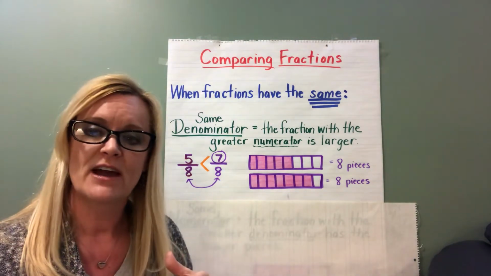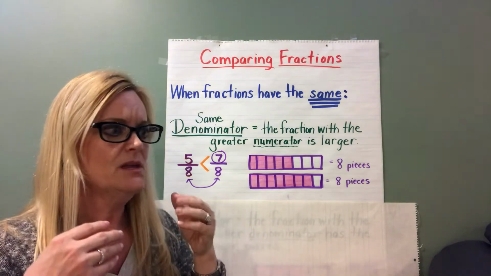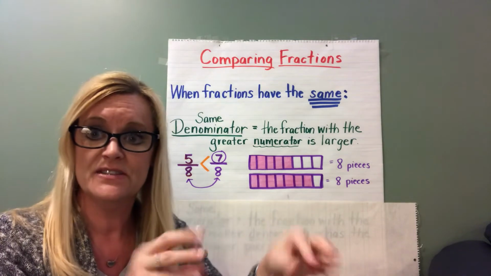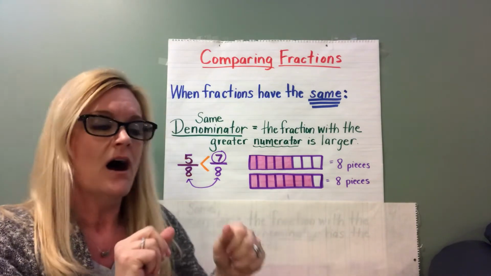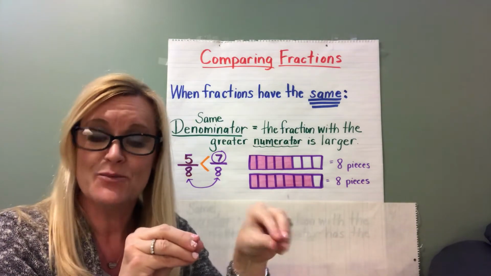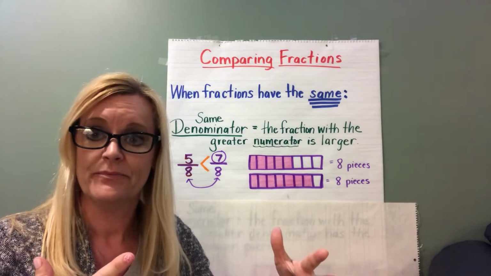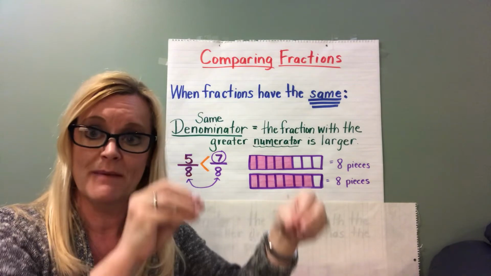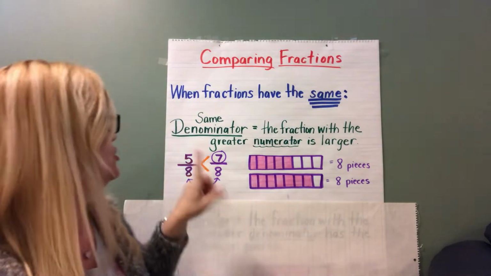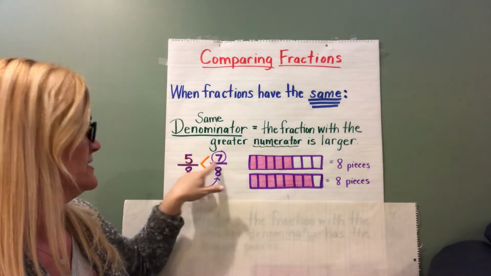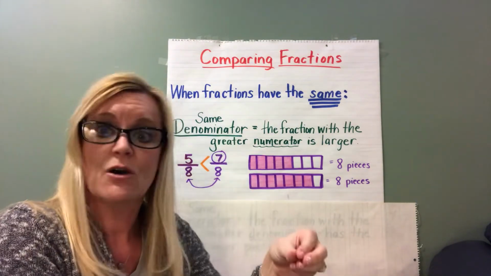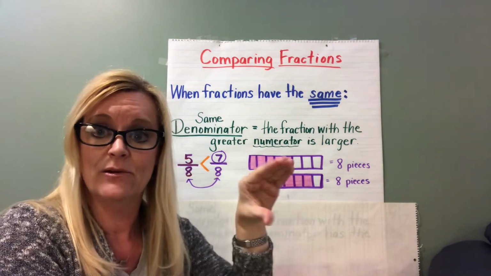So whenever you have fractions with the same denominator, you could be comparing fourths to fourths, fifths to fifths, sixths to sixths, tenths to tenths, whatever the fraction might be. If they are talking about the same number, equal amount of pieces, you have to look at the denominator to tell us how many pieces we are talking about, and you just go with the bigger one. And then that would be the greater fraction.